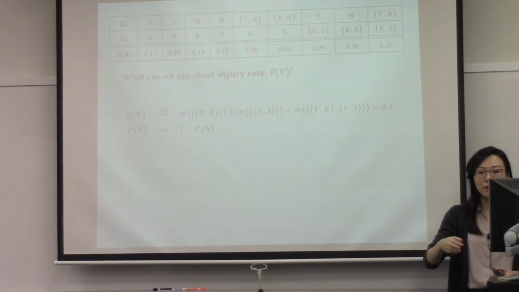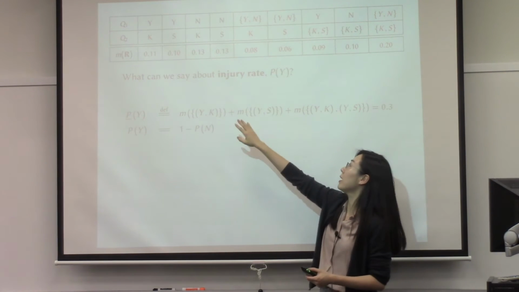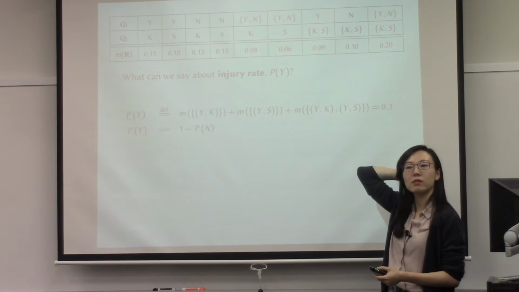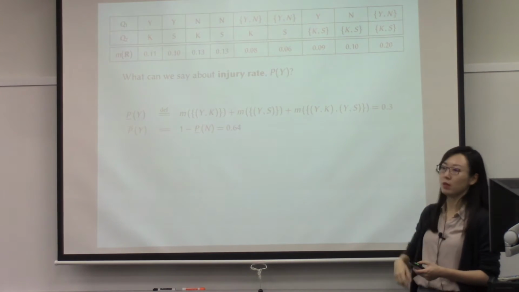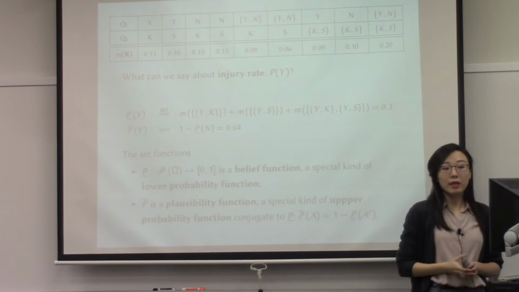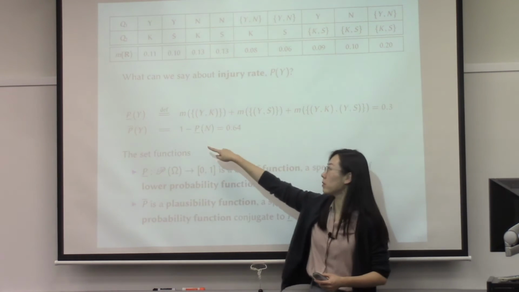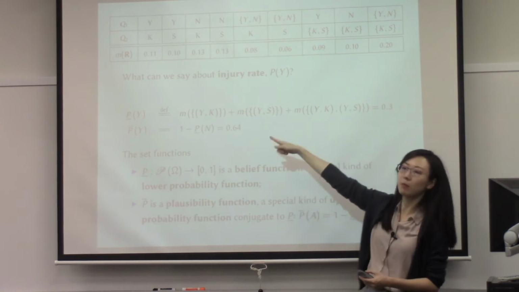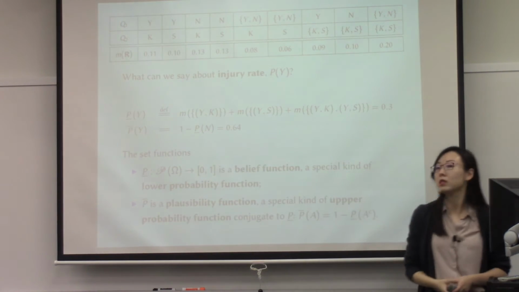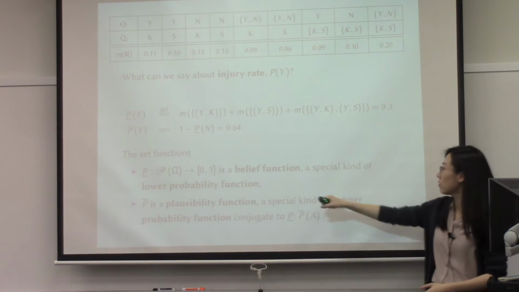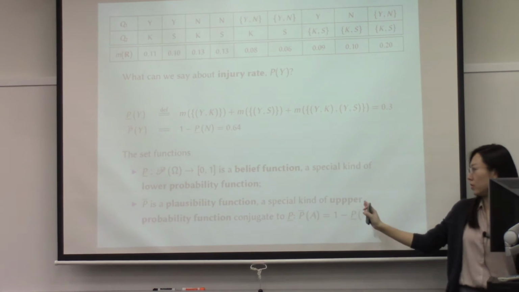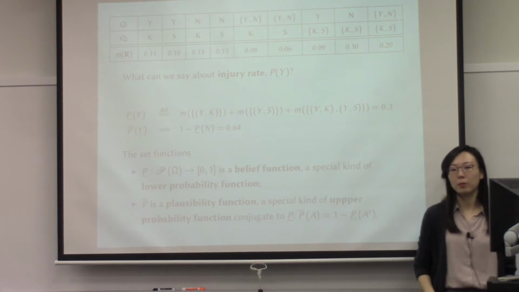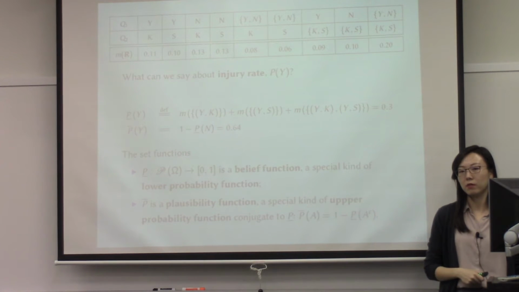The same goes for the upper probability. I would just be taking everybody who said yes, as well as everybody who was ambiguous on that question. That would be the upper probability, and in this case it comes out to be 0.64. Because the lower and upper probabilities were derived from what is essentially a sample distribution over the subsets of the state space, they are in fact a belief function for the lower probability and a plausibility function for the upper probability, and they're conjugate just as they should be, in that the upper probability of an event is 1 minus the lower probability of its complement. And that's what a belief function is.